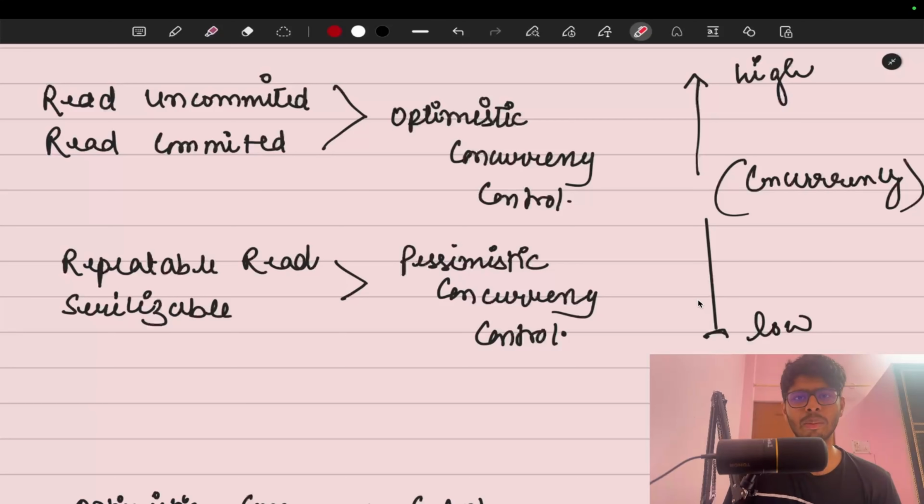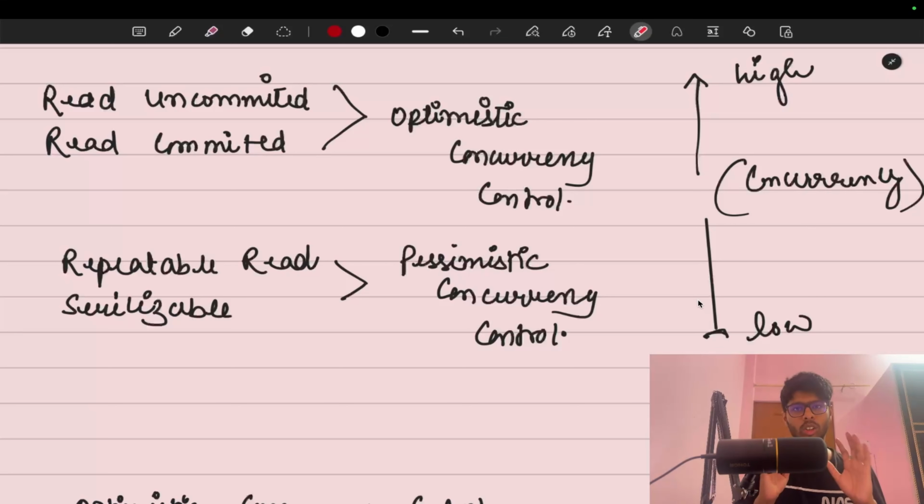Now in serializable, we have all the properties of repeatable read. We have the complete lock on the transaction while reading and the complete lock on the transaction while writing. Now what will happen in this scenario? We also have a range lock. Suppose I take a range lock from row 0 to 1000. So now what will happen?